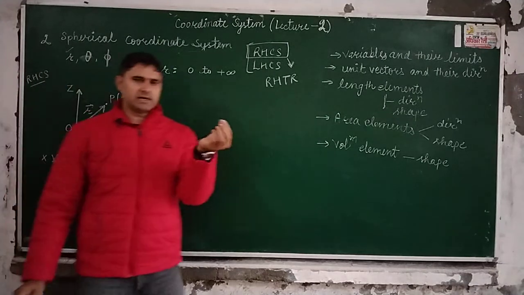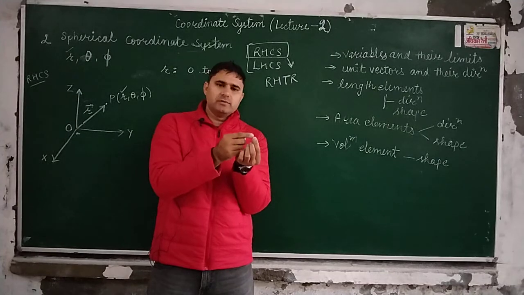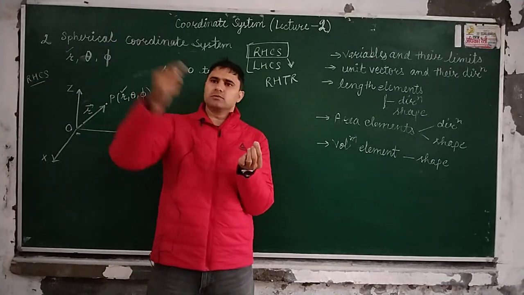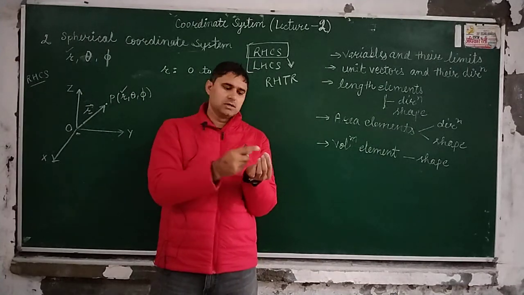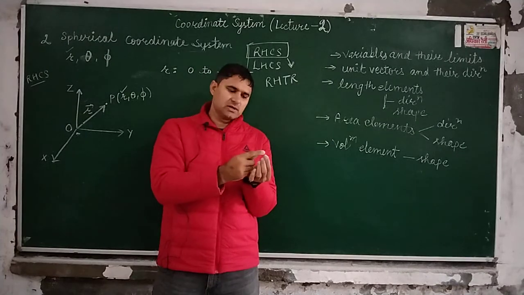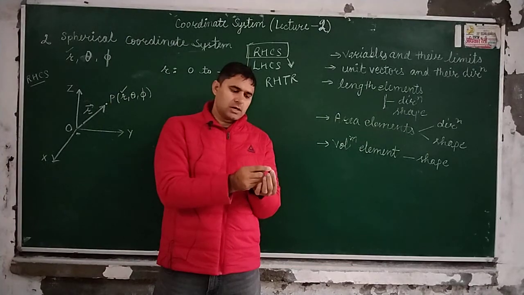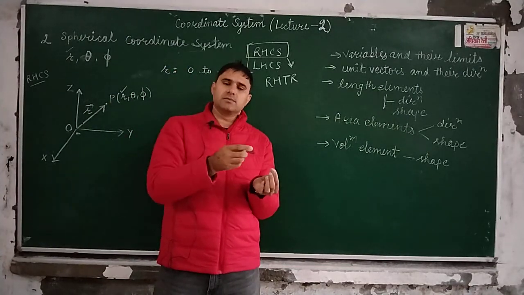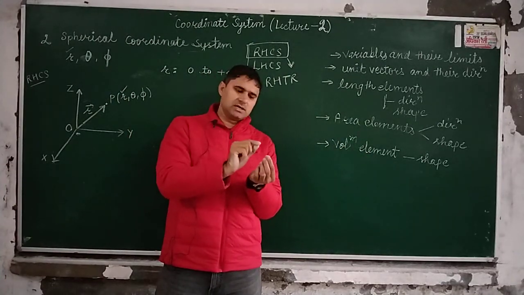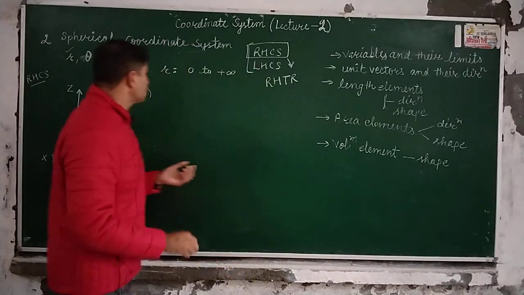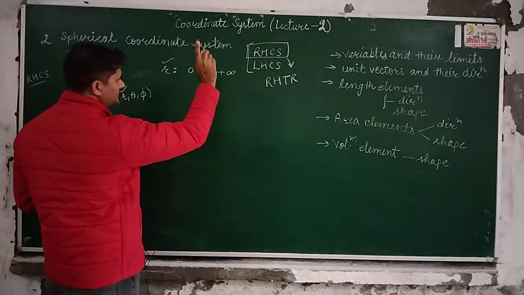Suppose this is the center of a sphere, and you are to measure the radius. The radius is measured from the center, away from the center. So the direction of r cap, the unit vector along the radius vector, is always away from the center. The magnitude of the radius vector depends upon the size of the sphere, so ideally we can take it from 0 to infinity. So here the variable r will vary from 0 to plus infinity.